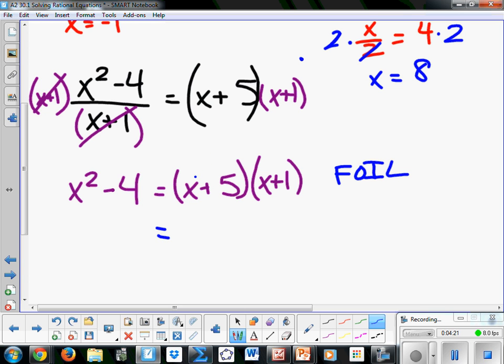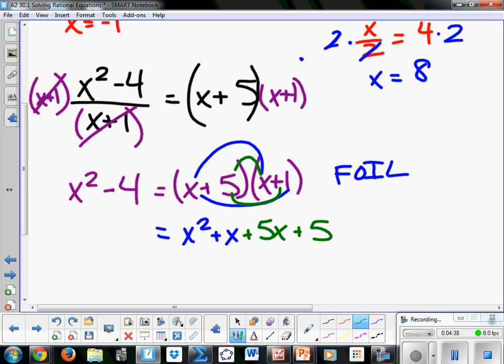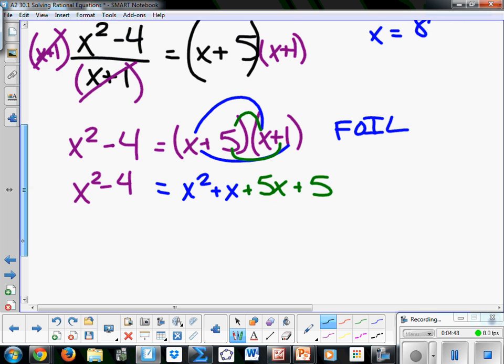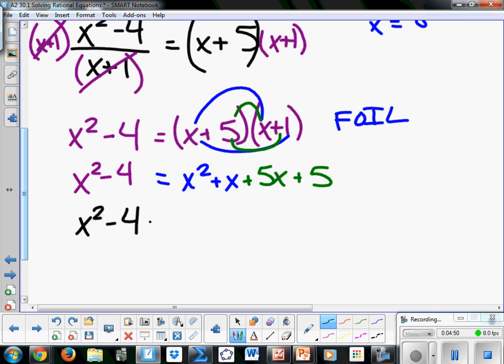So we've got our first, x squared, our outsides, x times 1, plus x, insides, 5 times x, plus 5x, and lasts we've got plus 5. So we have x squared minus 4 equals all of this. So let's do some simplifying here. Let's make this x squared minus 4 equals x squared plus 6x plus 5.